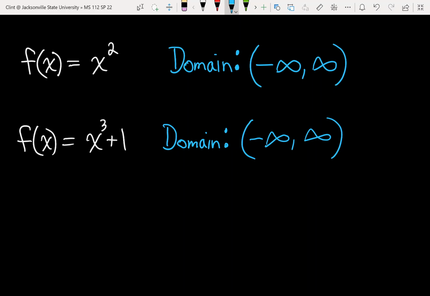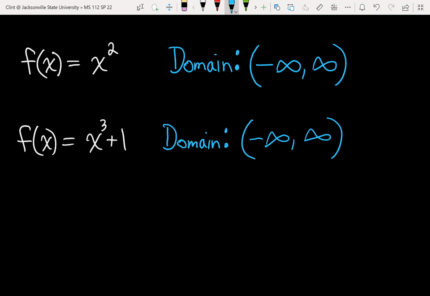And in general, anytime we have a function that's some polynomial, where we've got different powers of x, and maybe we've got plus or minus some number, maybe some coefficients in there, any polynomial we have, the domain's always going to be all real numbers, everything, negative infinity to infinity.